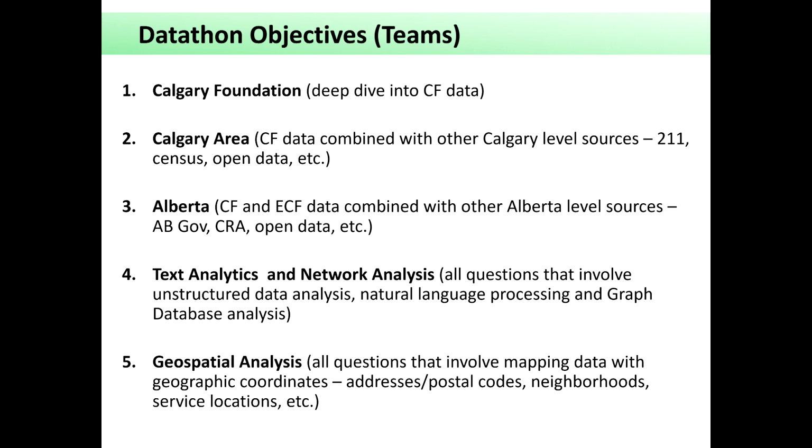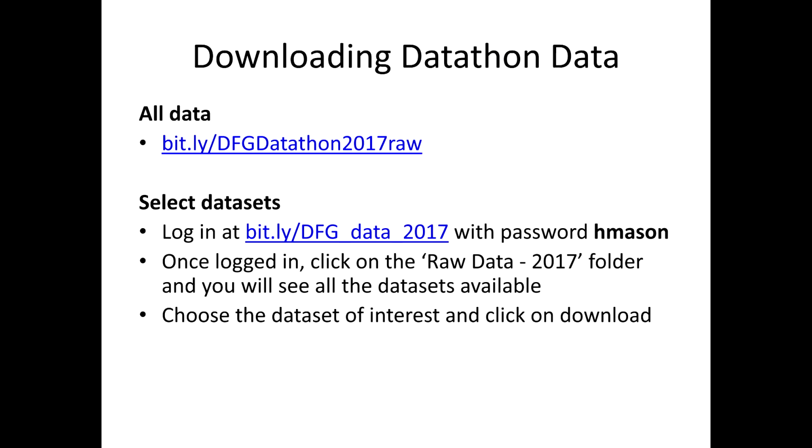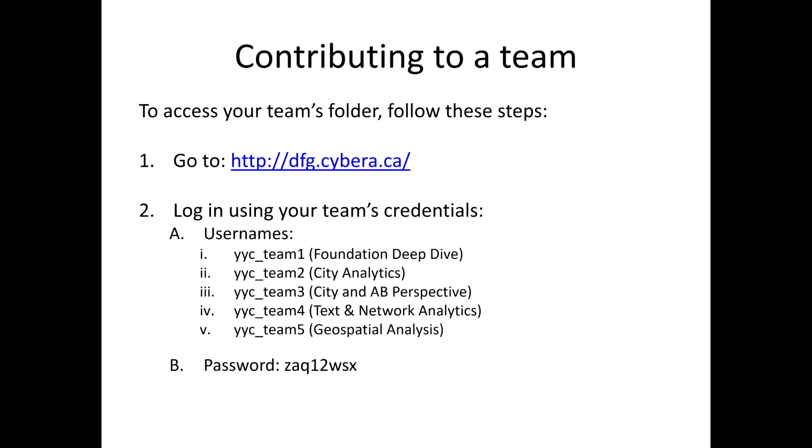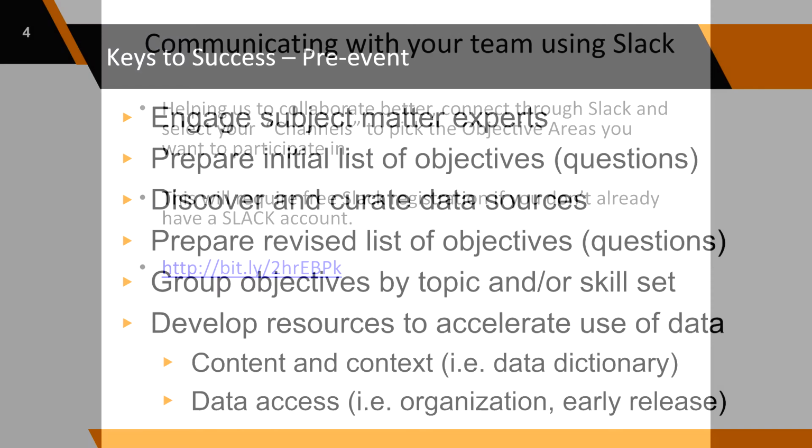This is just a quick view of the objective areas. In our case, for the Calgary Foundation, we had 3 objective areas that were approached through analytics and visualization, and a couple of specialized teams: team 4 with text analytics, and team 5 with geospatial. We had a wide variety of data sources, and I'll touch on this later. We gave a lot of information about that data as well, also information on how to access the data and where it came from. So very quickly, that's what happens at a Datathon itself.